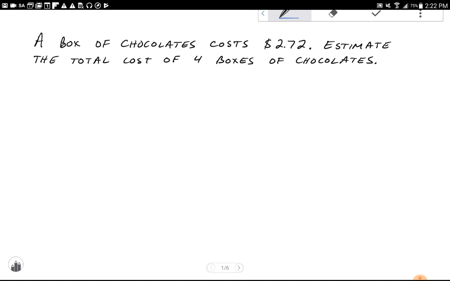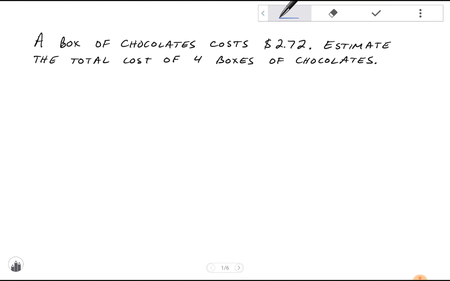Estimating. We can estimate the answers to calculations by rounding all the numbers to something sensible. And then usually this is just one significant figure, but it depends if these numbers are huge or not. Let's look at this example.